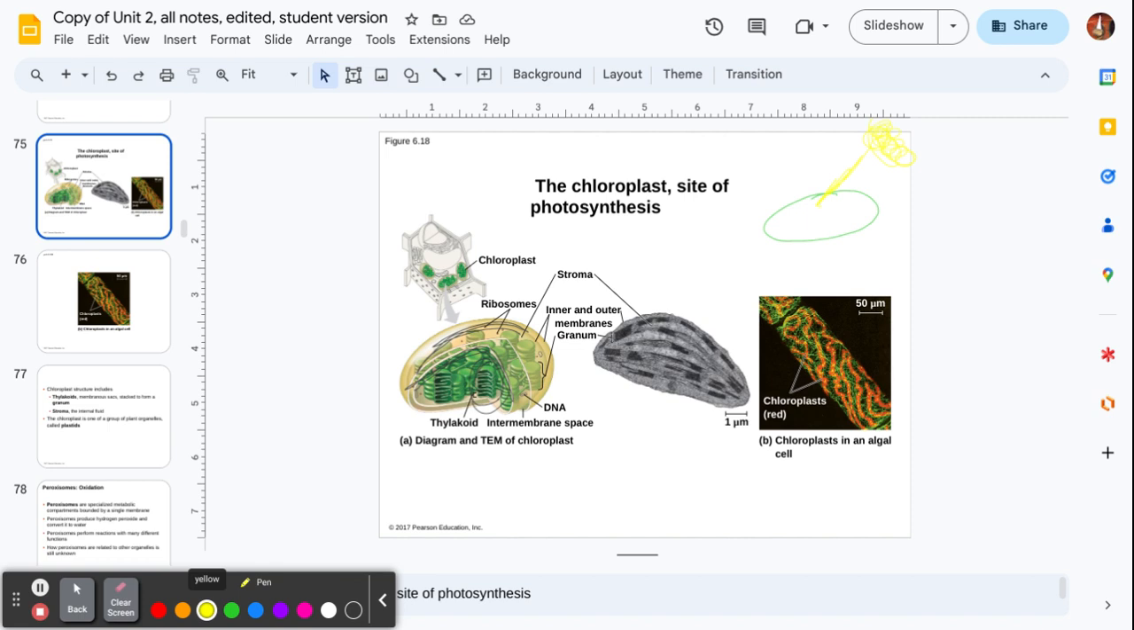Is that the outer membrane? That is the actual thylakoid. So it's past both the inner and the outer membranes, and it's in that stack. The stacks are inside of both of those membranes.